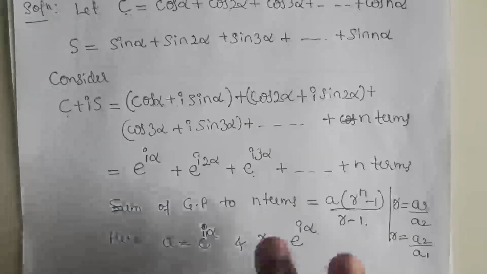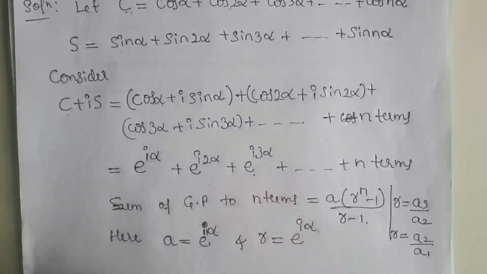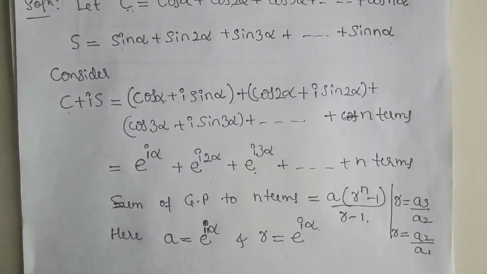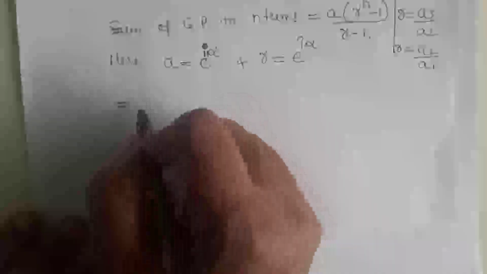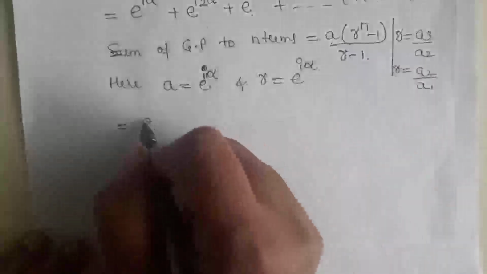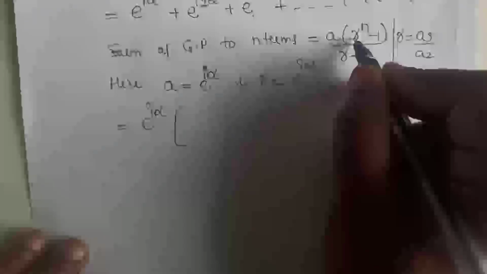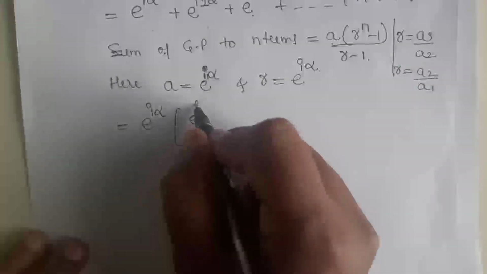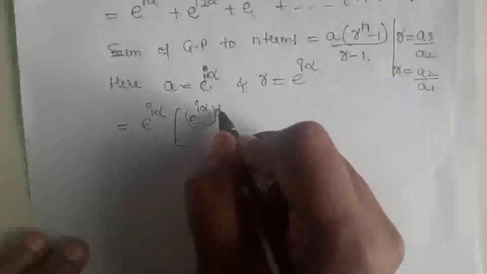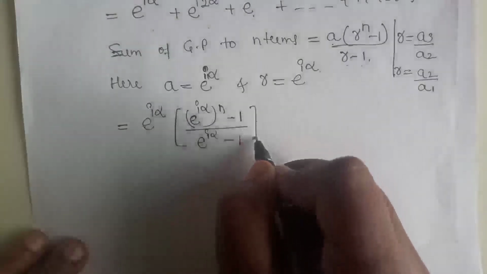Now by using this formula we can write the given series as e raised to i alpha, the first term, a, into r raised to n, that is, e raised to i alpha, power n, minus 1, divided by r minus 1, that is, e raised to i alpha minus 1.